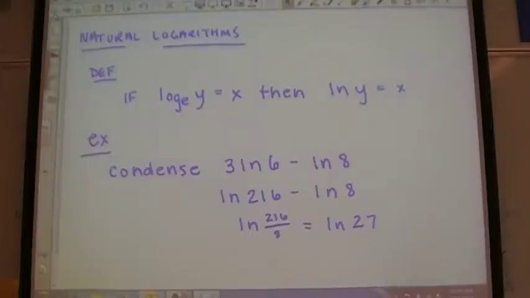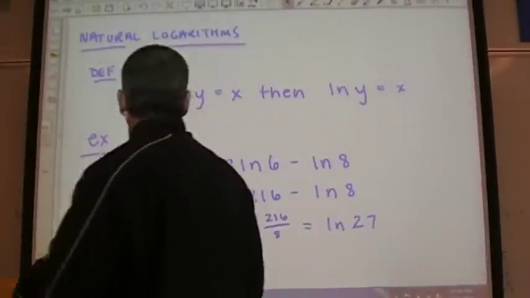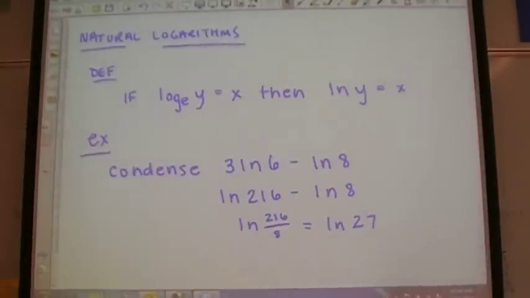And it's natural logarithms. Write down the definition for a natural logarithm. If log base e of y equals x, then ln of y equals x. So basically a natural log is a regular log with a base of e. And we've already done that logarithm.